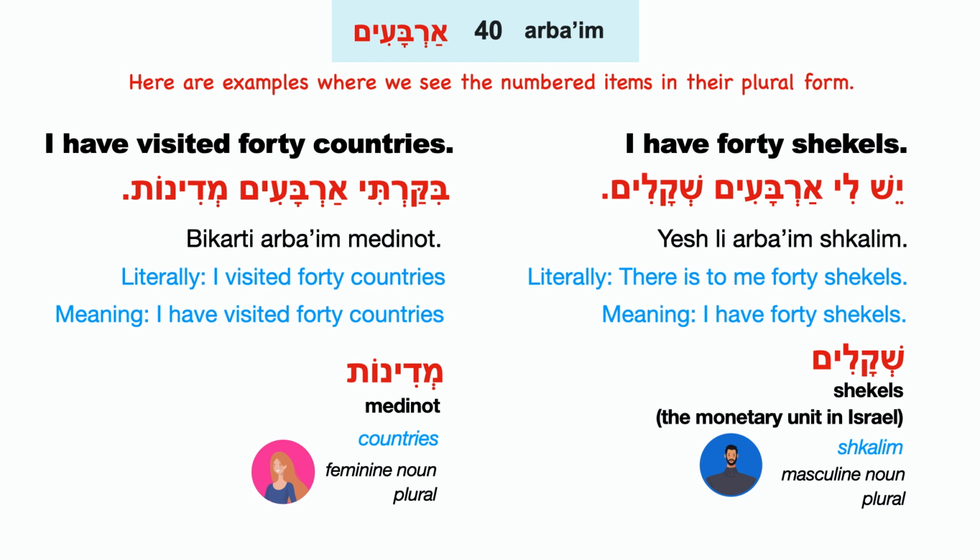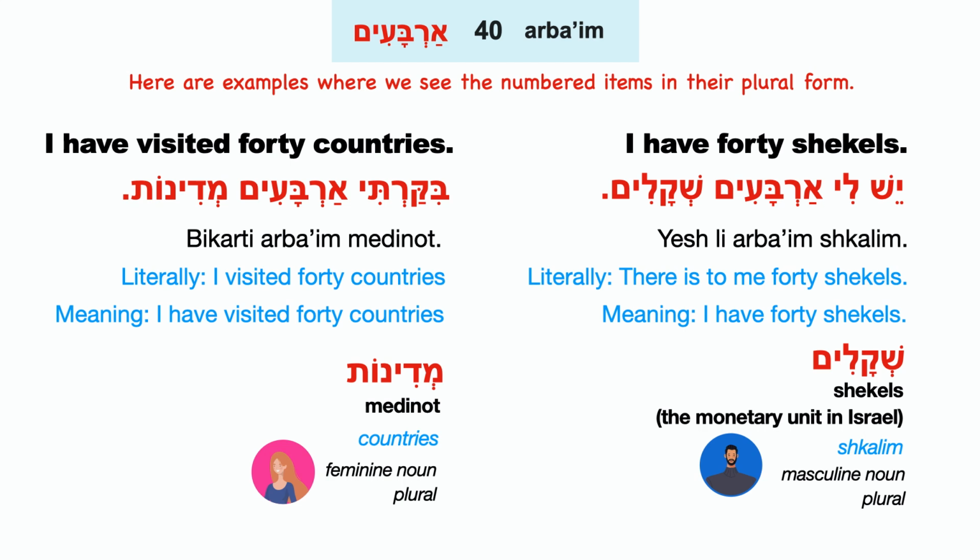Let's use the number 40, arbaim. Here are examples where we see the numbered items in their plural form. So on the left, I can say, I have visited 40 countries. Bikarti 40 medinot. Bikarti, I visited, 40 medinot. Medinot means countries. It's the feminine plural noun. So literally what I'm saying here is I visited 40 countries. And that's exactly what it means.